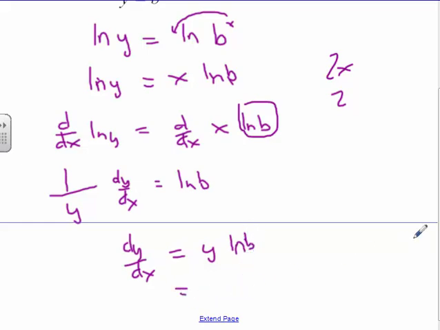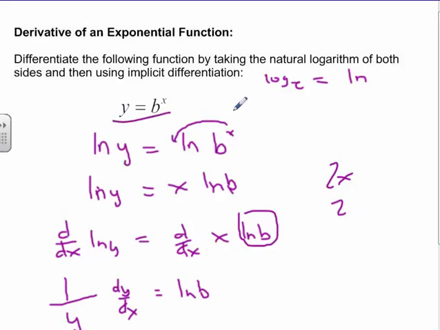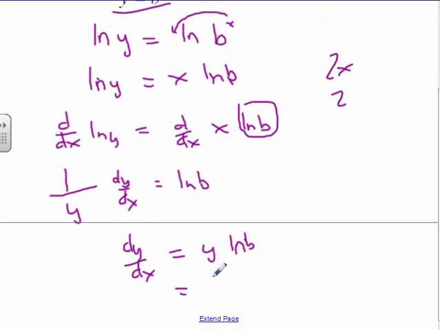And then for our last step, I'm going to go way back up here. We just said y is equal to b to the x, so then the derivative is actually b to the x ln b. This is how you derive an exponential equation that is not an e base.